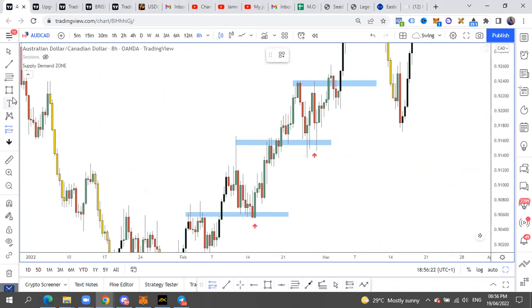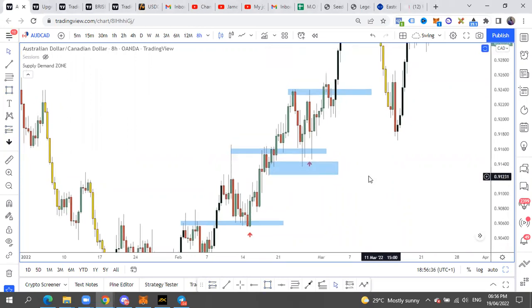So for example, when this trade bounced here, the only reason I would take this trade is because I have a drop base rally here, which is not even fresh. It's okay. Then I can go to a lower time frame and pick this entry.